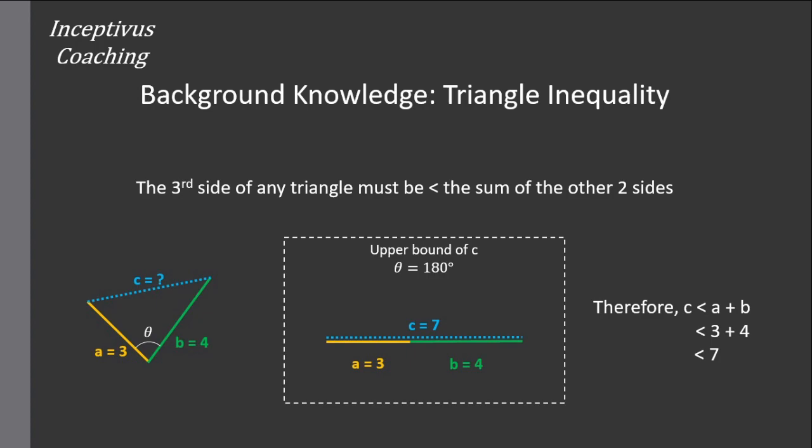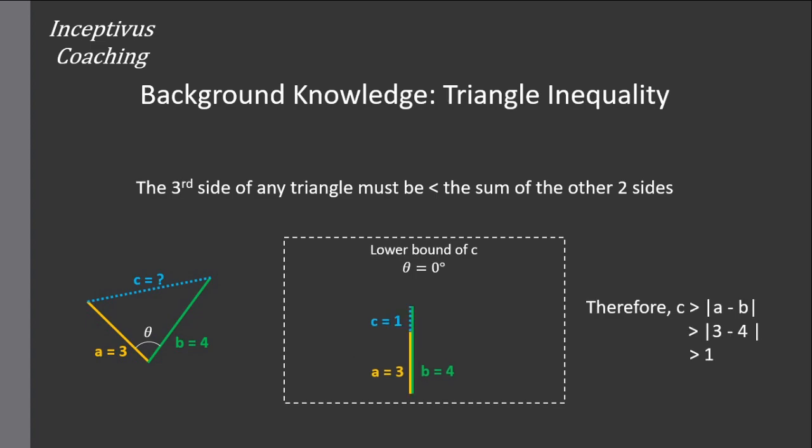The problem is this flat line doesn't have any area. It's just a line. So in order for this thing to have a positive area, C must have a length of less than the sum of A plus B. So that means C must be less than 7. So this is the intuitive understanding why the third side of any triangle must be less than the sum of the other two sides. Okay, a related question: is there a lower bound for C?